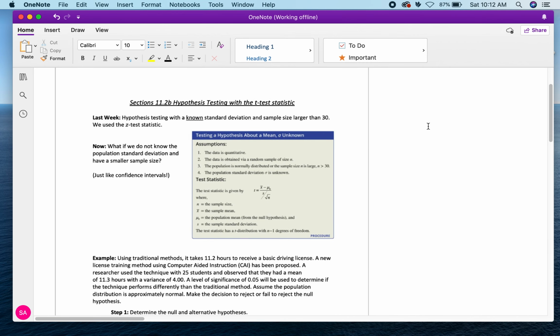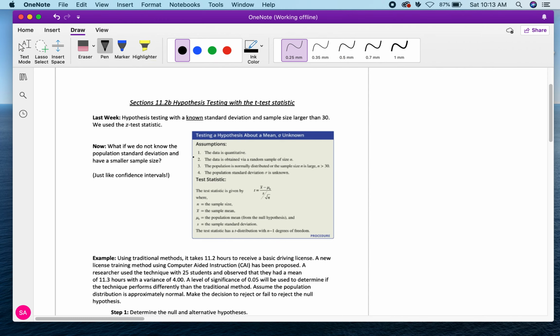So we generally use the z distribution or the z test statistic when we know the population standard deviation and we have a sample size that's bigger than 30. And also the data had to be quantitative and it had to be obtained via a random sample. Those last two also apply to the t-test. You can see that under assumptions, numbers 1 and 2, data is quantitative and obtained via a random sample of size n.